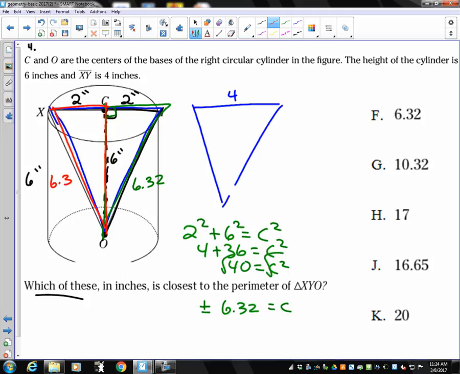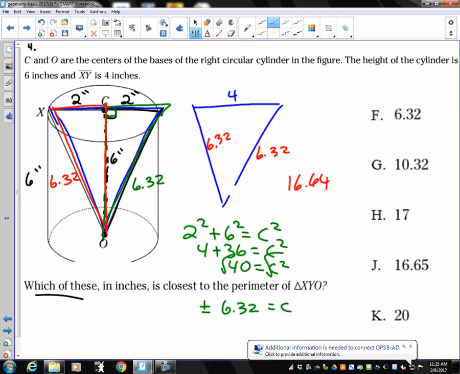So now we have this side is also 6.32 there. So now, all we have to do is just sum up all 3 sides of my triangle for the perimeter. So I'm just going to type in my calculator here, 6.32 plus 6.32 plus 4, and that's about 16.64. Now, I don't see 16.64, but I see this, and probably what happened was that when I rounded off to 2 decimal places, I've got a little bit of error with my rounding right there. But that's probably the answer there.